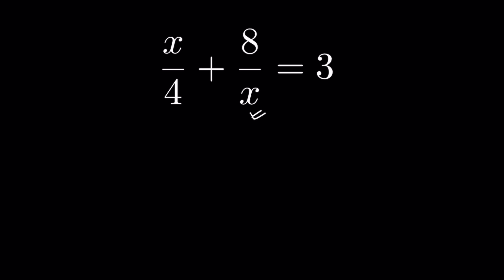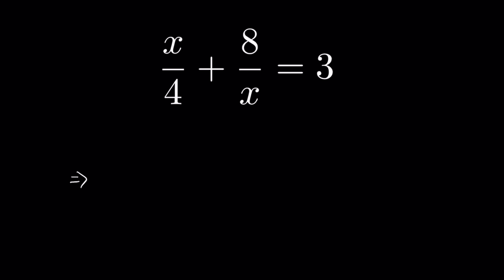For that, what we can do, we can multiply both LHS and RHS, left hand side and right hand side, by x. Why do we do this action to both the sides? Because in this way we balance the equation and we don't change the original question.